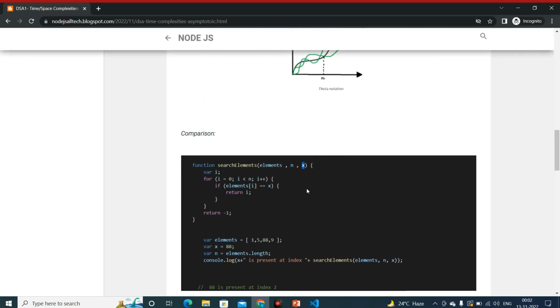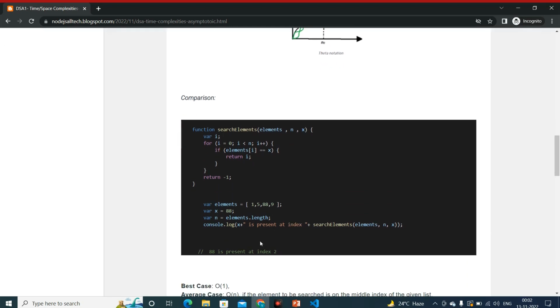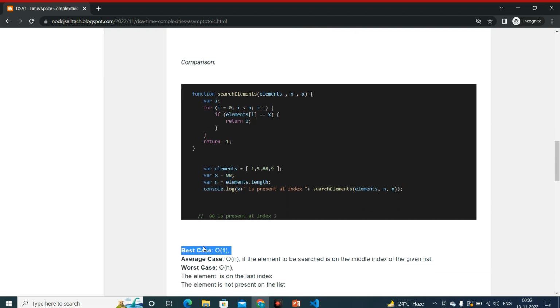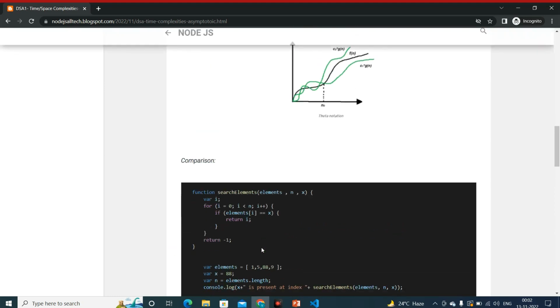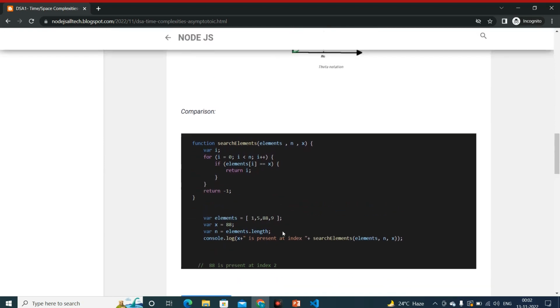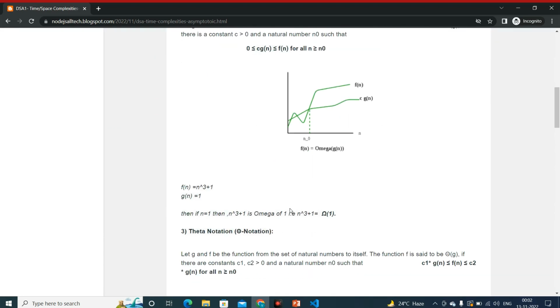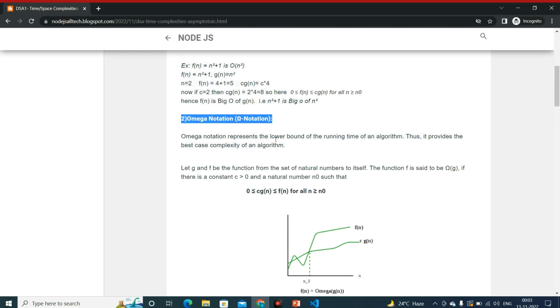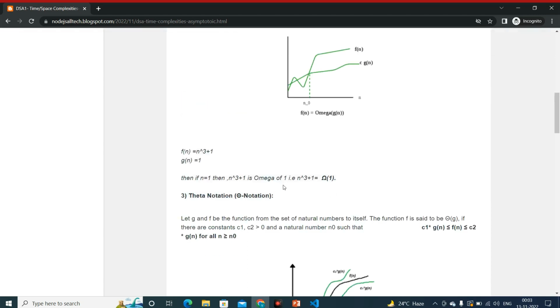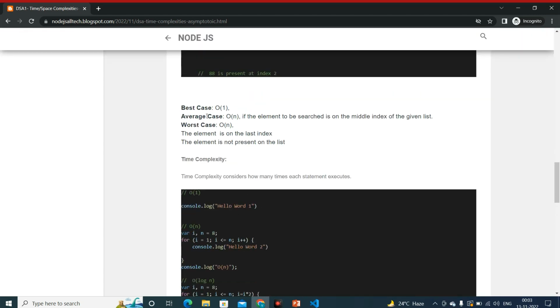Now what happens while searching if we get our element at the first index? Then it is the best case, that we are getting our element at the first index. It is called a best case, and best case is nothing but the lower bound of an algorithm. Hence it is called omega notation. We are getting a lower bound, that means it is omega notation. Hence it is also called the best case.